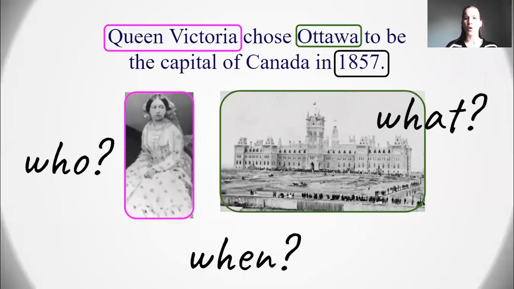Who? What? When? Who? Queen Victoria chose what? Ottawa to be the capital of Canada in when? 1857. Who chose the capital? Queen Victoria. What is the capital? Ottawa. When did Ottawa become the capital? 1857. You're gonna rock this test.